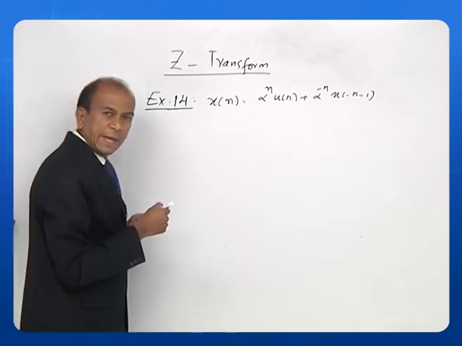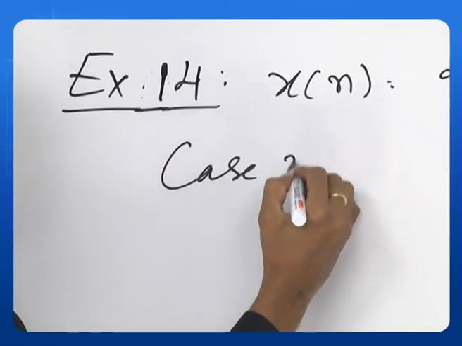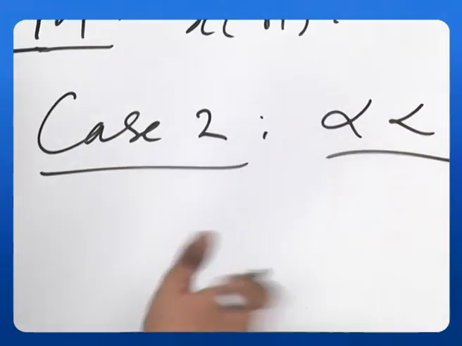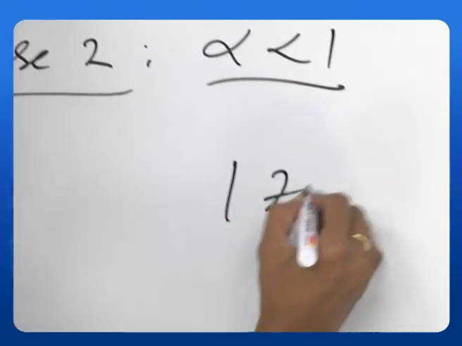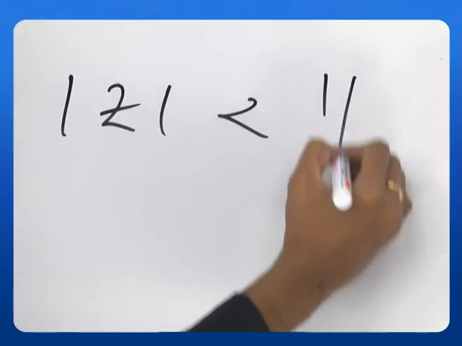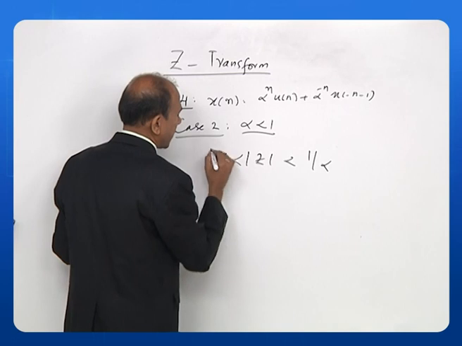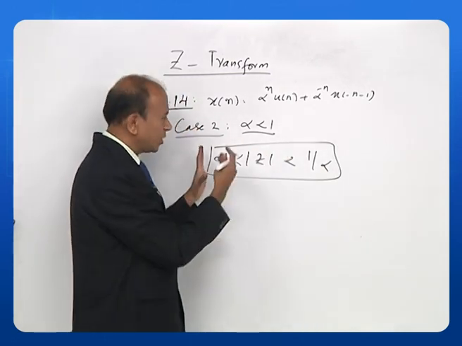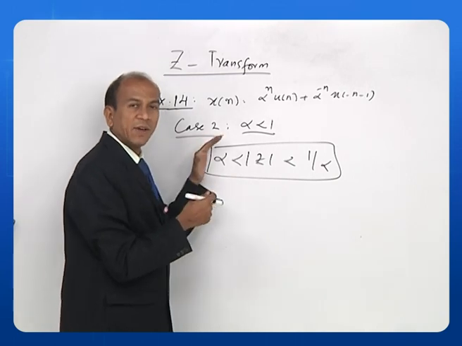If I look at case 2 here, I can take alpha less than 1. When I take this, there is an intersection. So, Z will have, so this is the ROC in the second case. So, Z transform exists where alpha is less than 1.